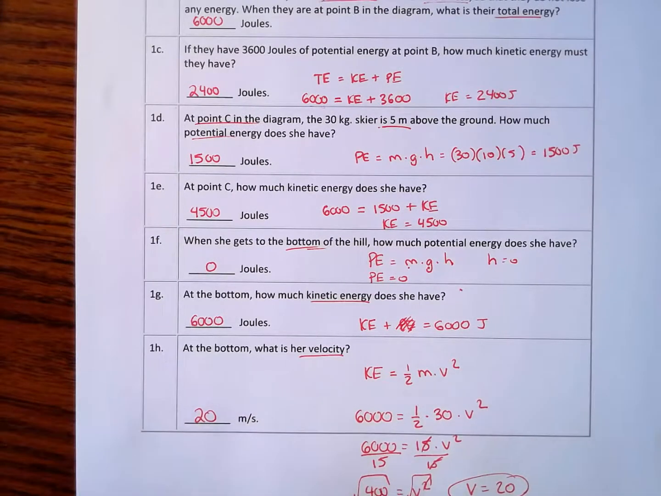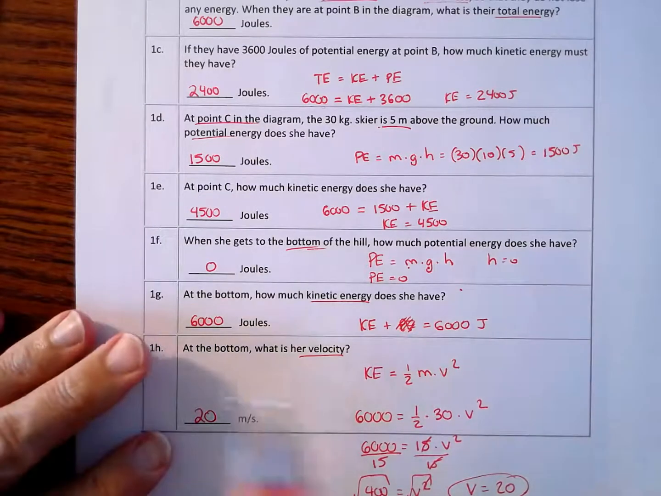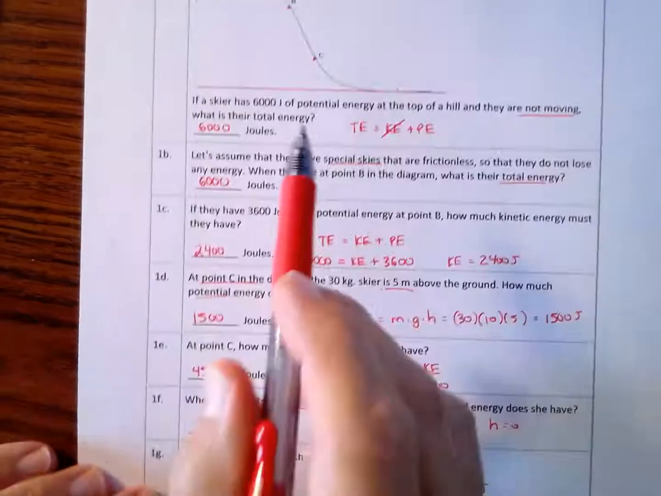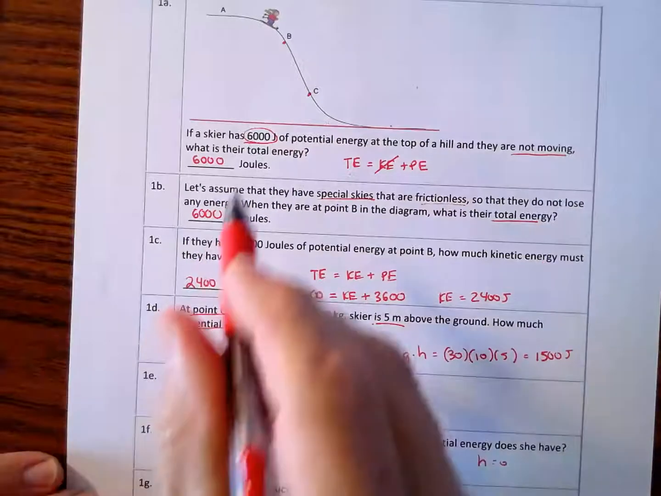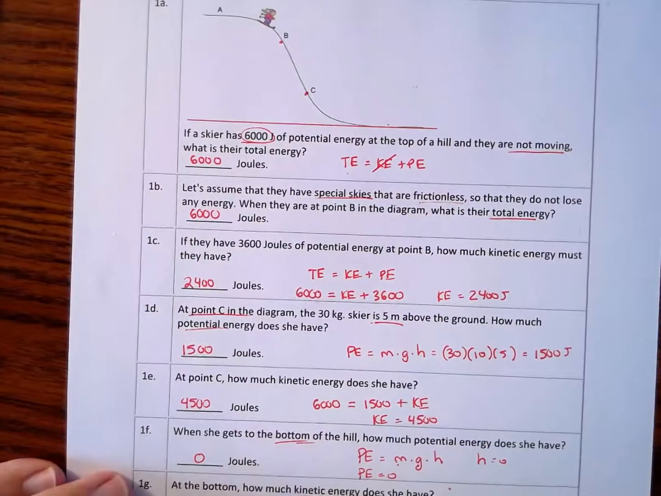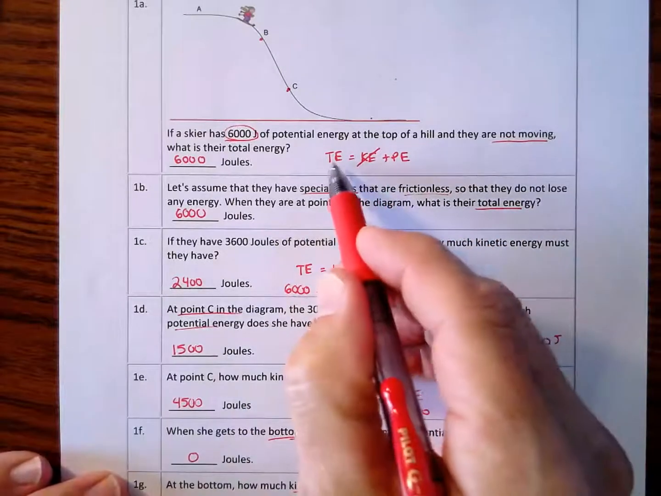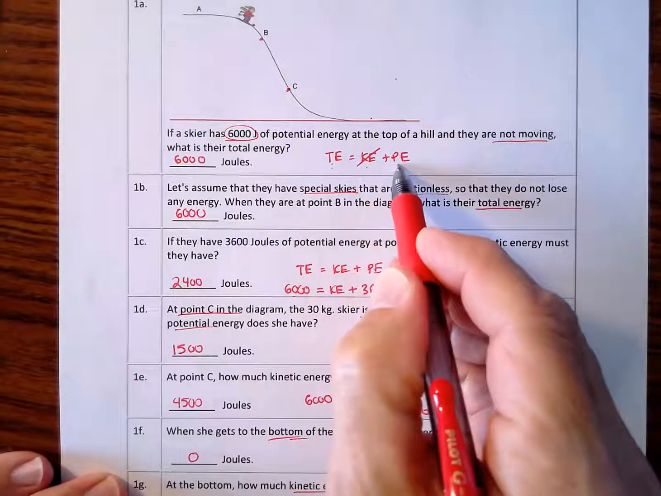Okay? You're going to solve almost an exact kind of problem for your homework, except you're going to have different numbers. So for your problem, she's going to start off with a different amount of energy. So you'll have to work through this with a different amount of energy, but the ideas are exactly the same. The total energy is the kinetic plus the potential.